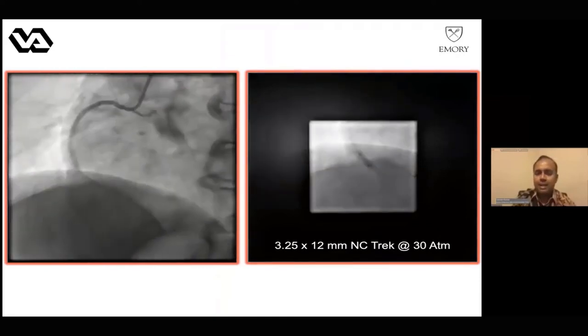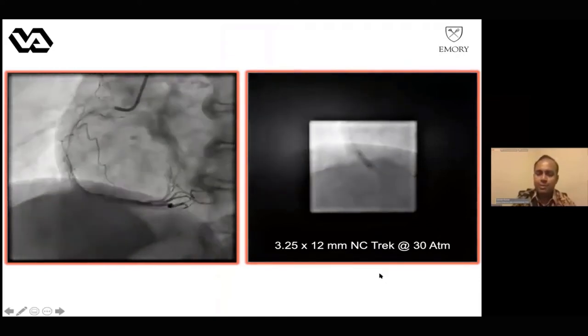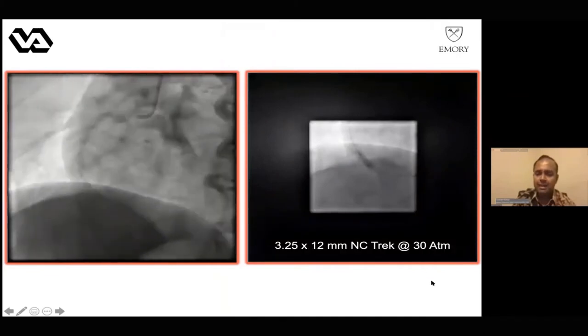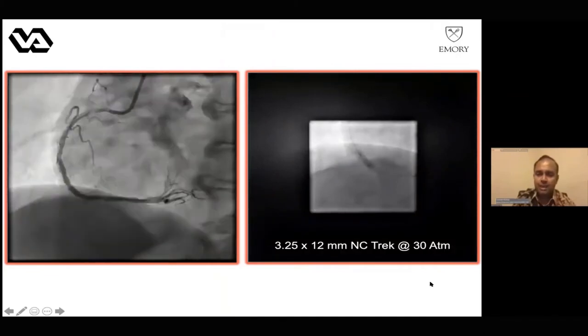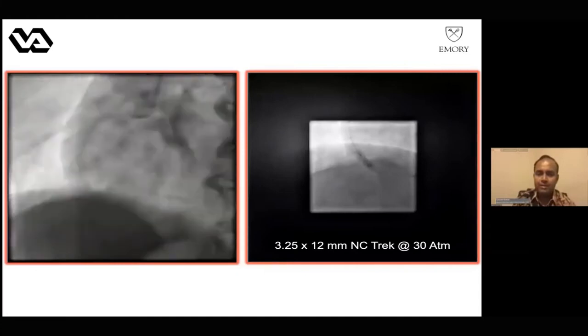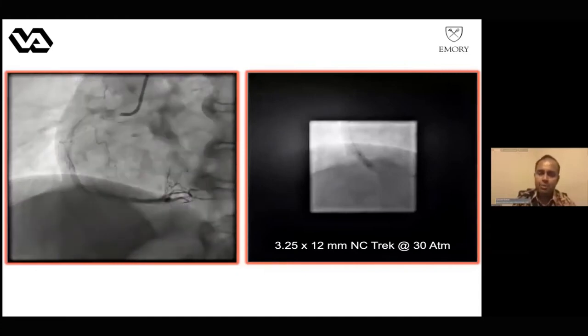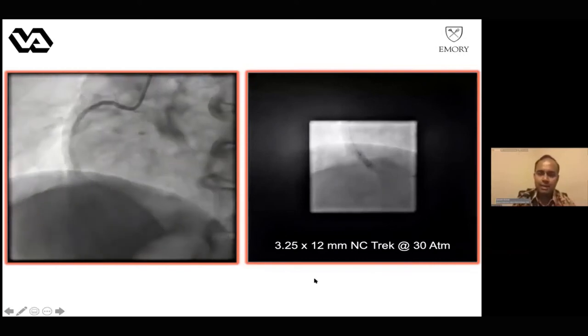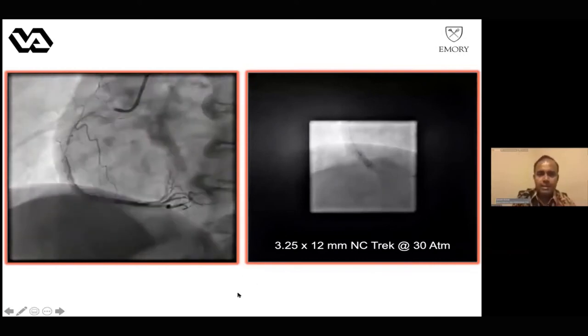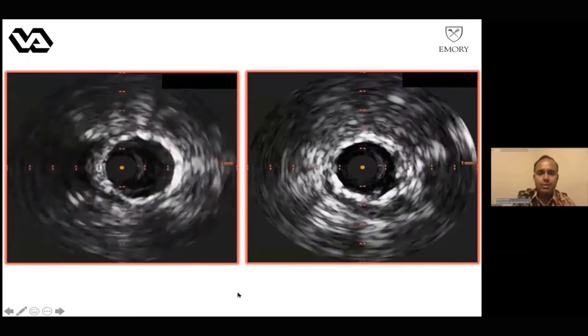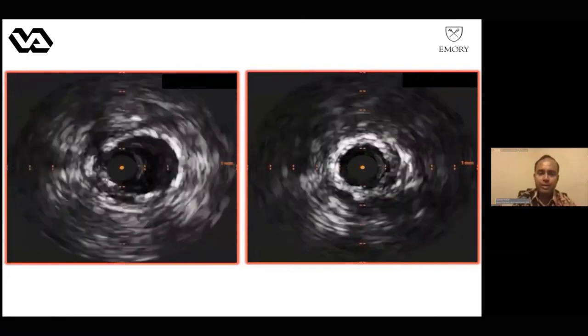And so he then elected to post-dilate this with a 3.25 by 12 NC Trek at 30 atmospheres. And as you can see, the waist still persisted. He subsequently tried a 3.5 balloon and had a similar result as well. At that point, he decided to perform intravascular ultrasound.